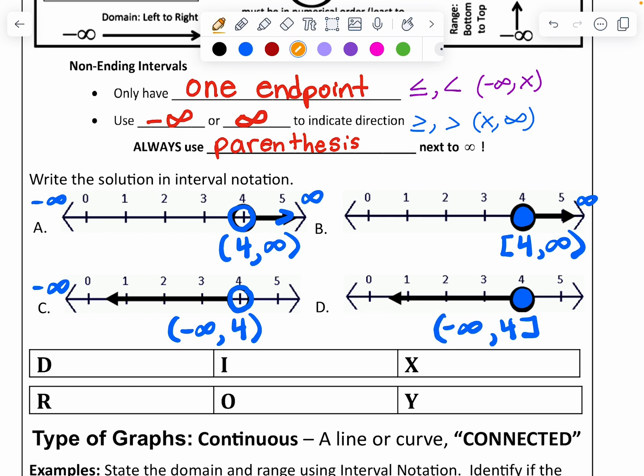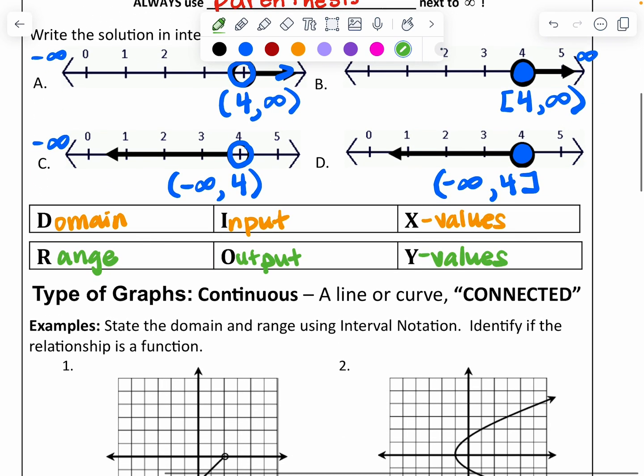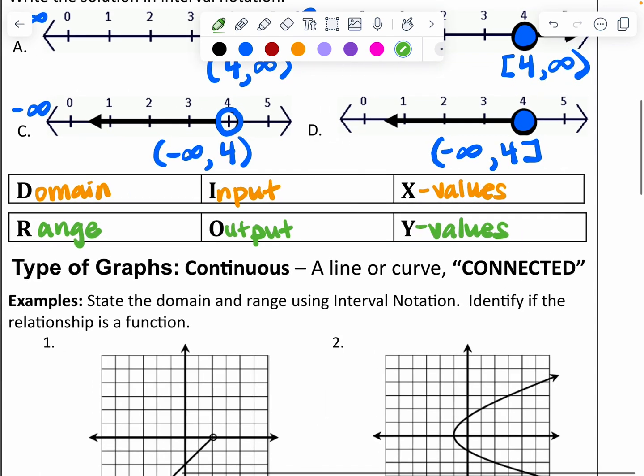So we need to associate domain with input and the x values. And range, I'm going to use a different color, range with output and the y values. So you're going to see those different phrases, and you're always going to remember that domain and input refers to the x values, and range and output refers to the y values.